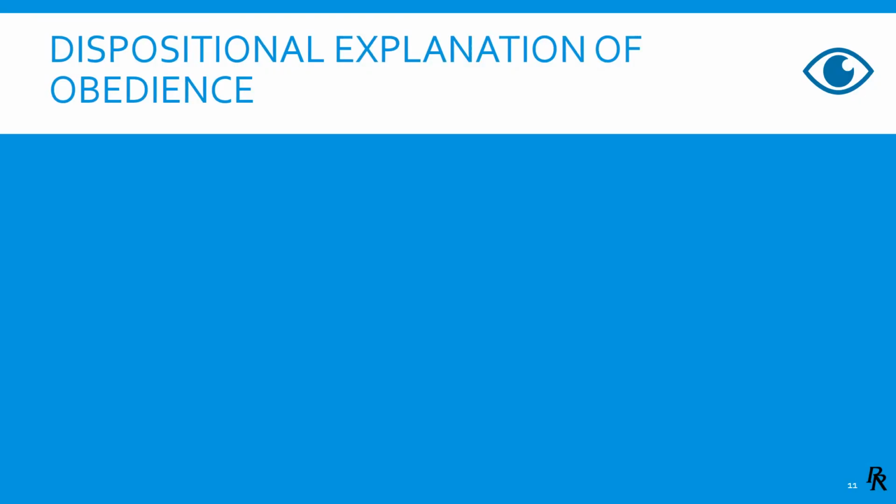Moving on to the dispositional explanation of obedience. Adorno proposed there was an authoritarian personality. This type of person was hostile towards other ethnic groups, had no time for weakness, and was obedient towards authority. Therefore, your personality could make you more obedient.